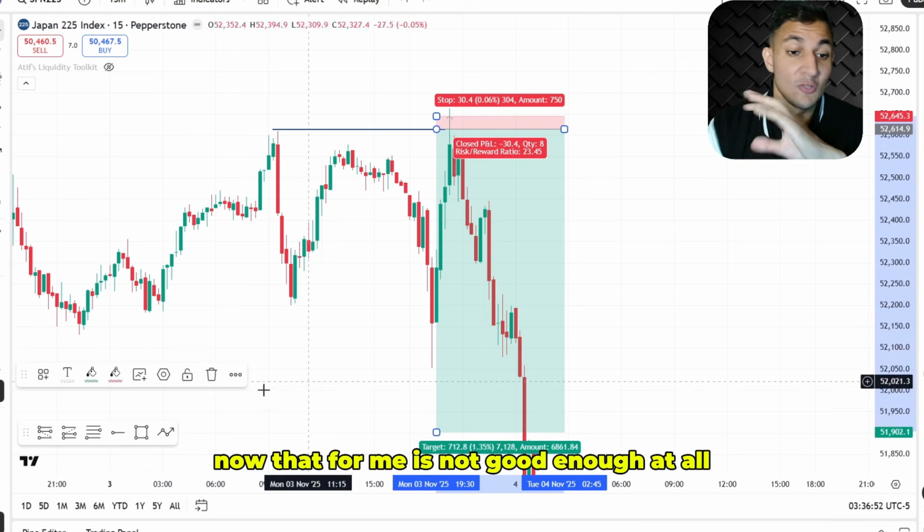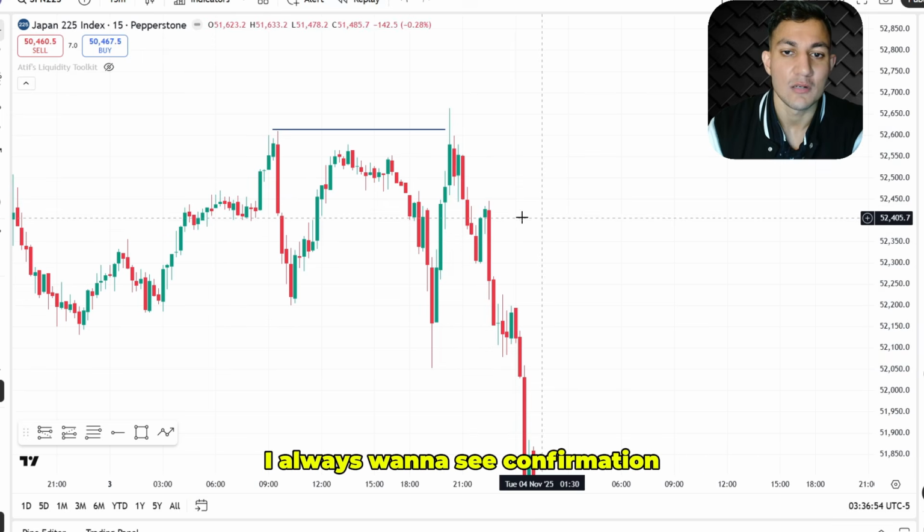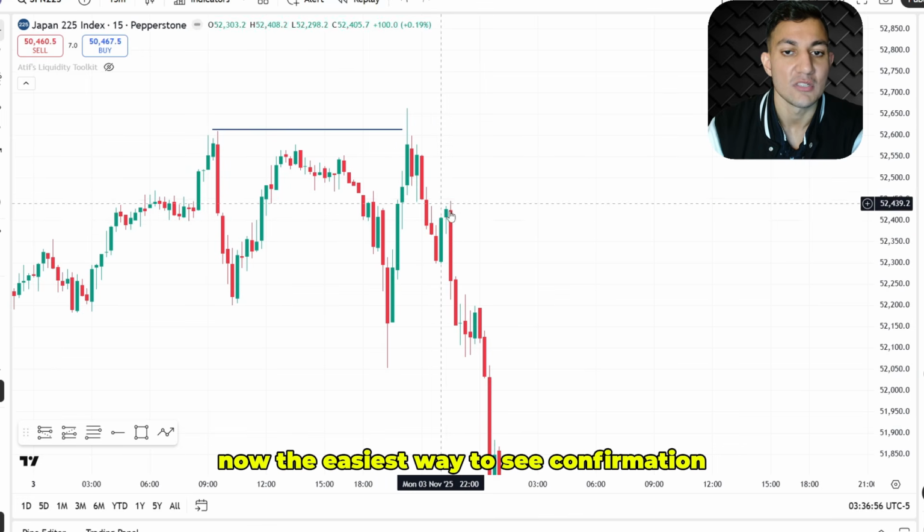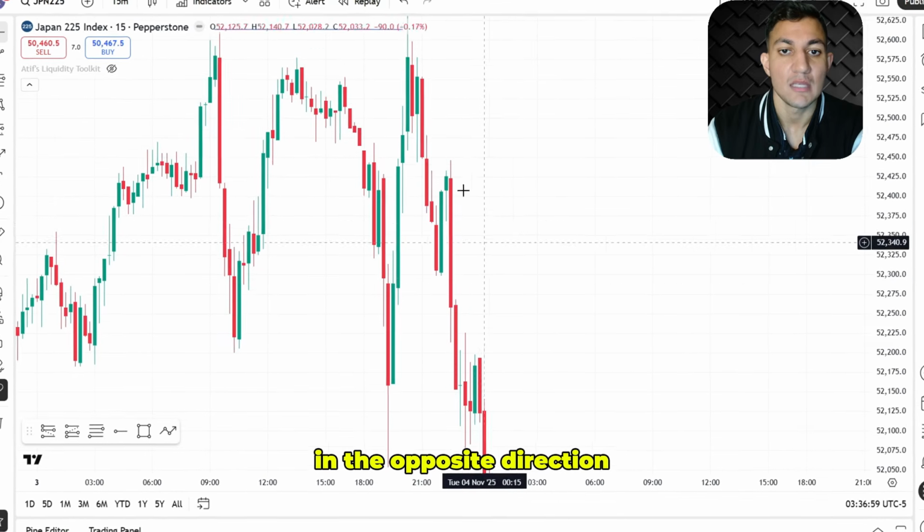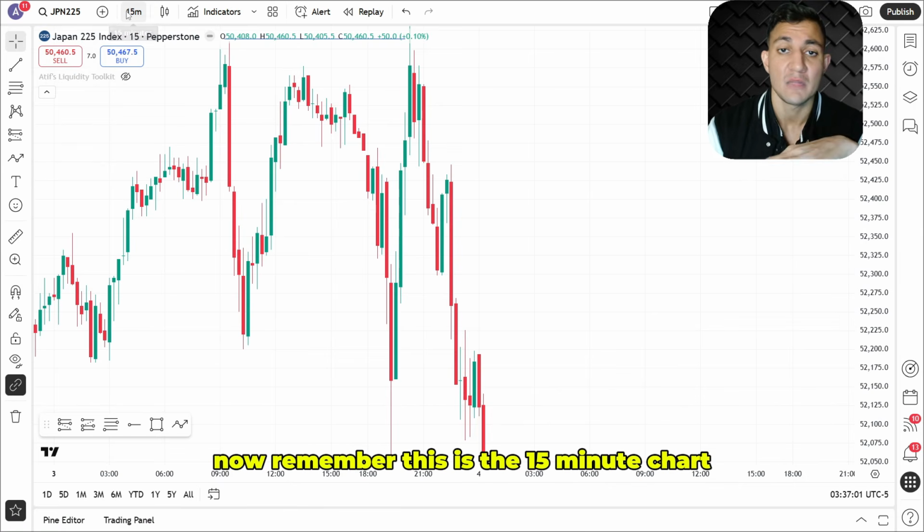Now, that for me is not good enough at all. I always want to see confirmation. Now, the easiest way to see confirmation is to wait for a fair value gap to form in the opposite direction. Now, remember, this is the 15-minute chart, not the 1-minute chart.